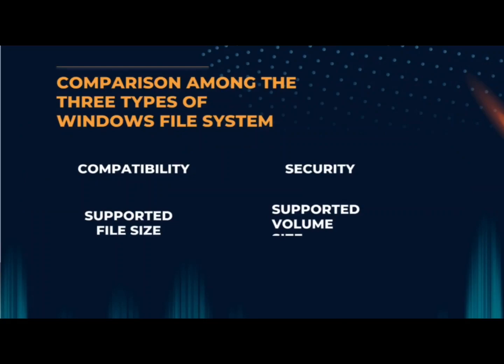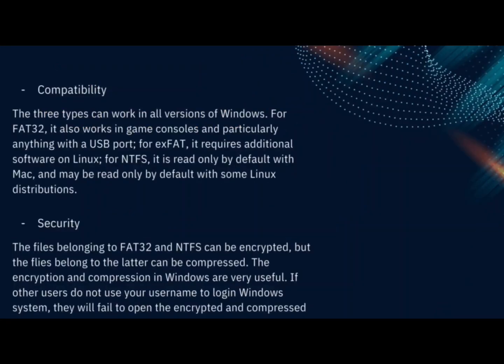Next, we move to the comparison among the three types of Windows file system. The first one, we have compatibility, we have security, supported file size, and supported volume size. We will go through all of it. The first one is compatibility. The three types can work in all versions of Windows. For FAT32, it also works in game consoles and anything with a USB port.